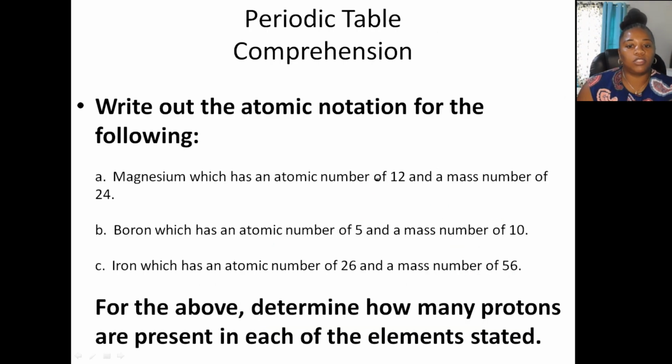Write out the atomic notation for the following. Magnesium, which has an atomic number of 12 and a mass number of 24. So we could do this. You could start doing this as well along with me.